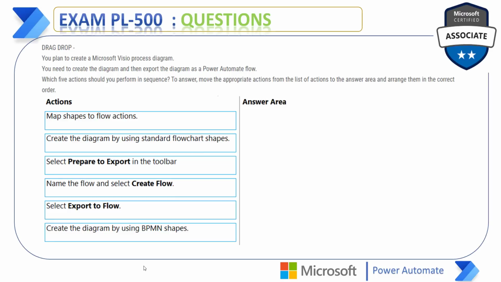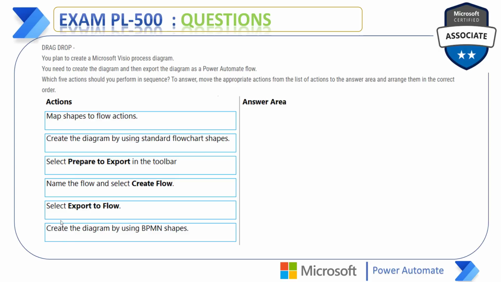Alright, now let me switch back to the PL-500 question over here. There you can see I'm going to use a Microsoft Visio process diagram, and then export the diagram as a Power Automate flow. There are 6 actions given. These actions we have to perform in sequence. What are the 5 actions which we need to perform in sequence?